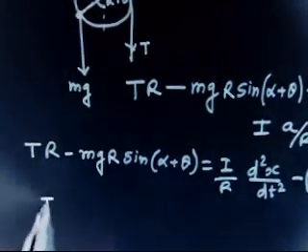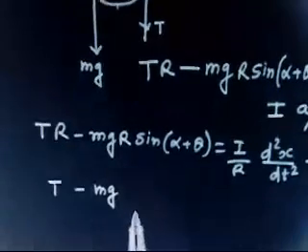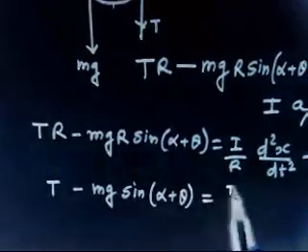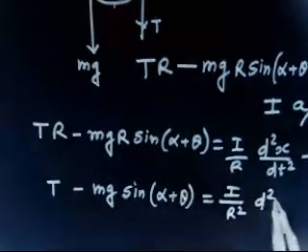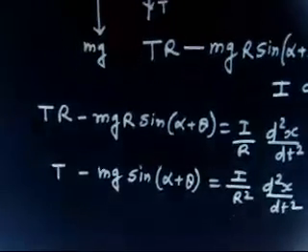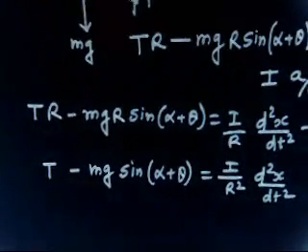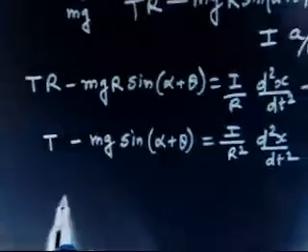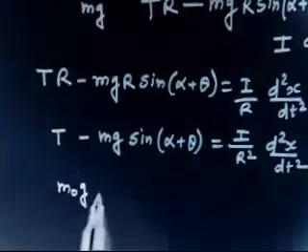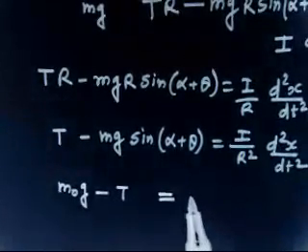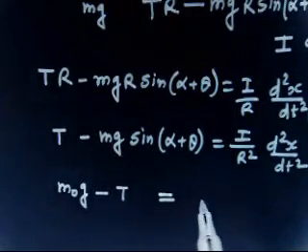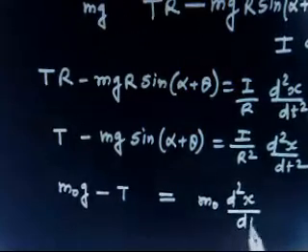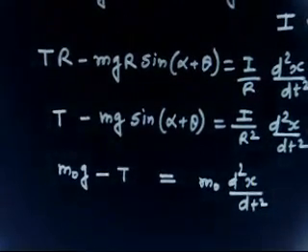If I divide by r, I can write the same equation: T minus mg sine alpha plus theta is equal to I by r square d2x by dt square. Now let us write equation number 2 and equation number 3 together and add those two equations. Equation number 2 you have m naught g minus T is equal to mass into acceleration, so m naught d2x by dt square. So this is the equation number 1 you have.